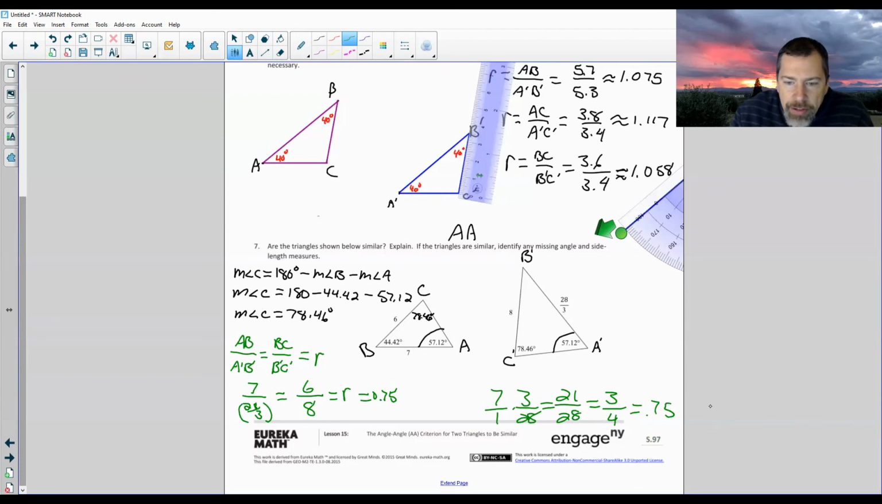So we have a similarity. So angle A is congruent to A prime, angle B is congruent to B prime, and AB is to A prime B prime as BC is to B prime C prime, which equals our R of 0.75 or 3/4. So yes, these triangles are similar.